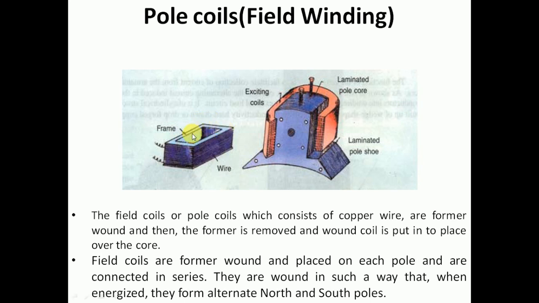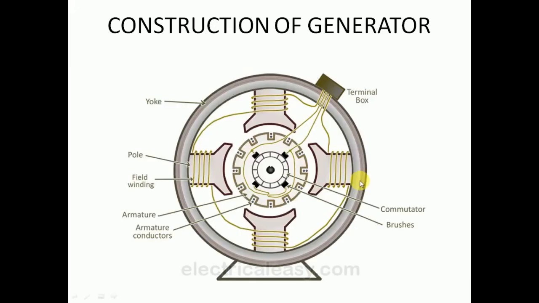That is, we will be using a frame to wind the field winding. Thereafter, this frame will be removed and the field winding will be placed over the pole core, which is being supported by the pole shoe. Whenever DC current passes through this field coil, the pole core and pole shoe assembly together will act as an electromagnet. If you see in this diagram, the terminal box consists of 4 terminals, 2 input terminals and 2 output terminals.